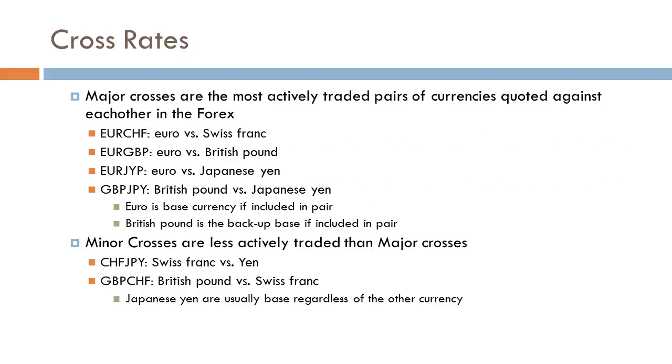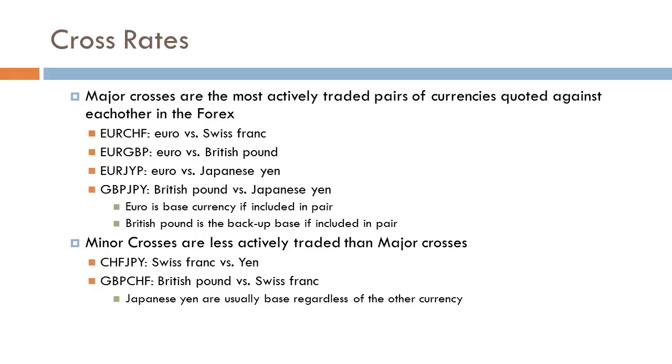Major crosses are the most actively traded pairs of currencies quoted against each other in the Forex. These include the euro versus the Swiss franc, the euro versus the British pound, the euro versus the Japanese yen, and the British pound versus the Japanese yen. The euro is the base currency if it is included in the pair. The British pound is the backup base currency if it is included in the pair.